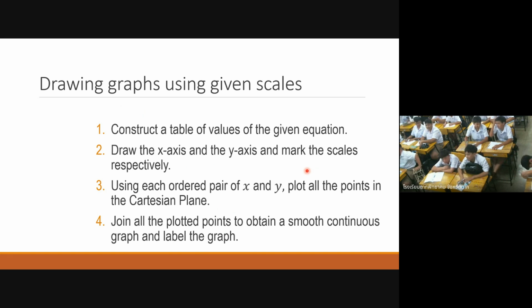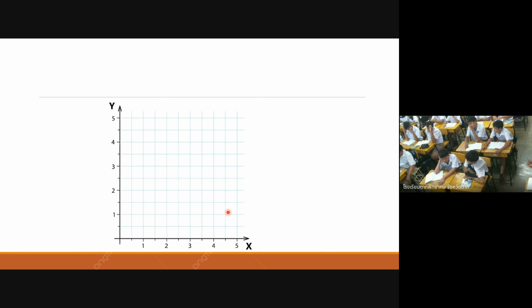So again, these are the steps. Okay. Don't copy. So these are the steps in graphing. First is to construct a table of values, make the coordinate plane, and then identify the ordered pairs, and then join all the plotted points. Now, let's have some example.